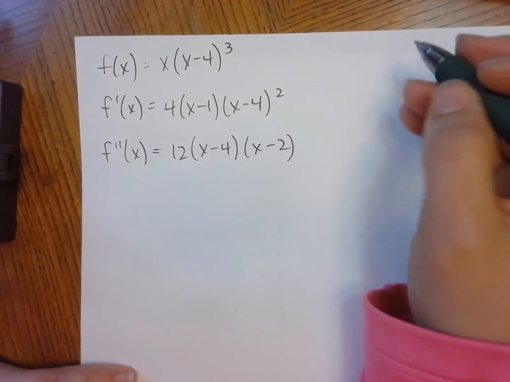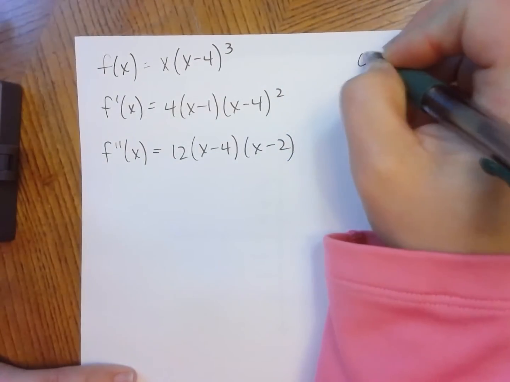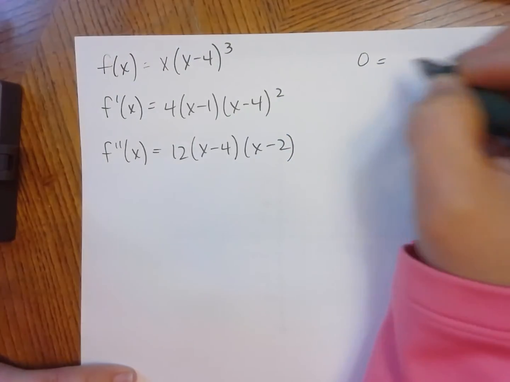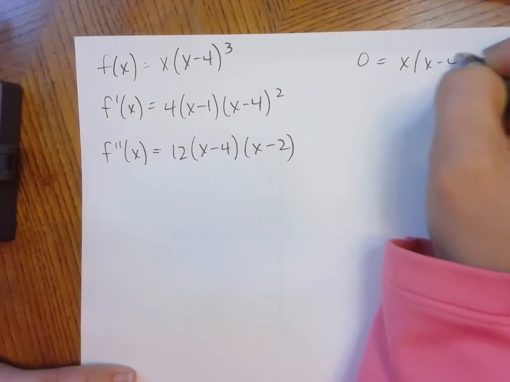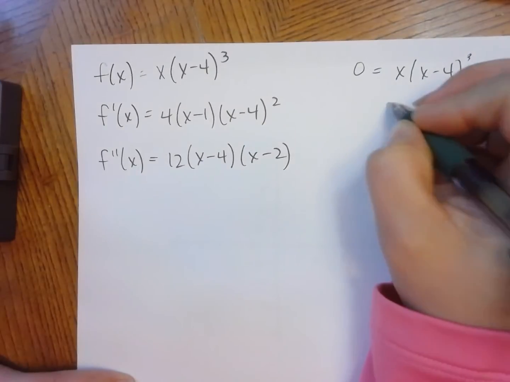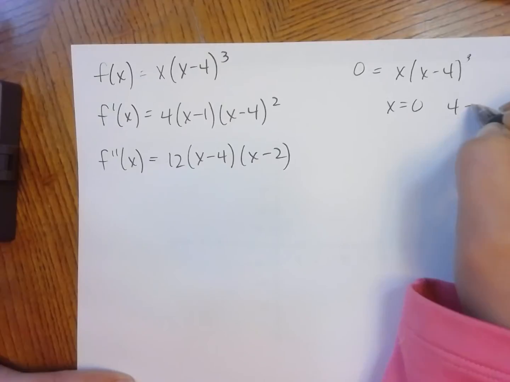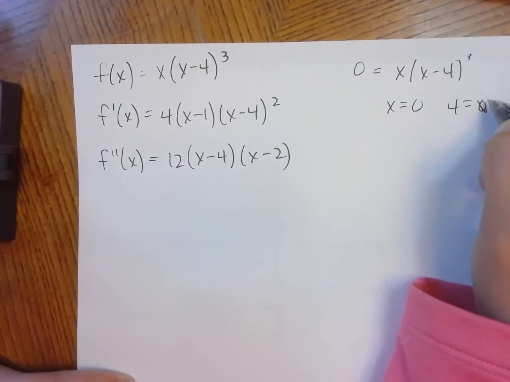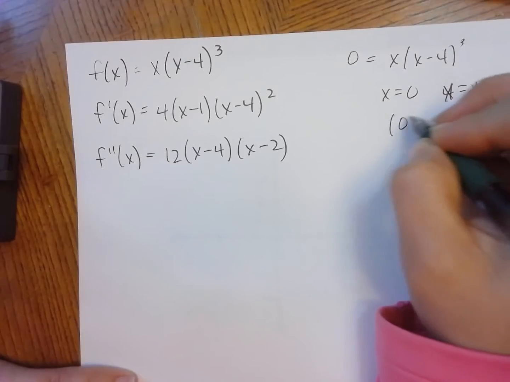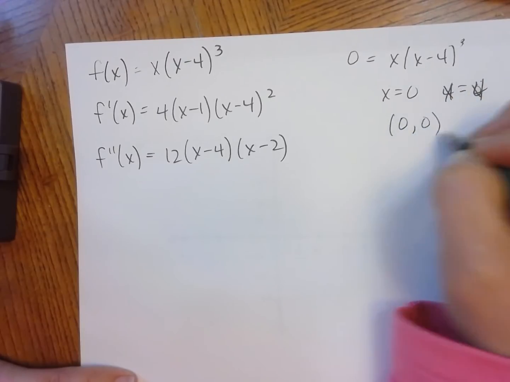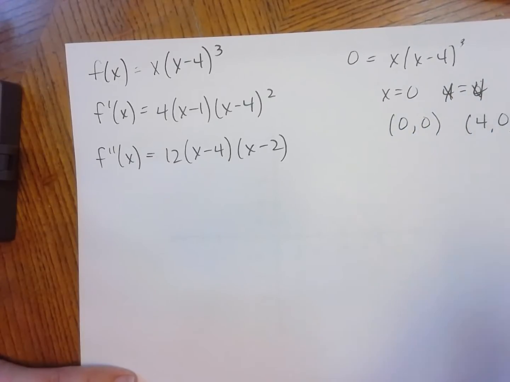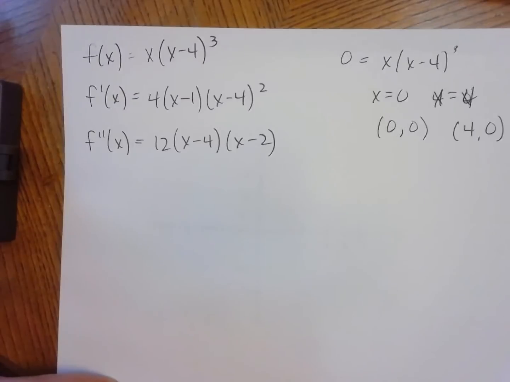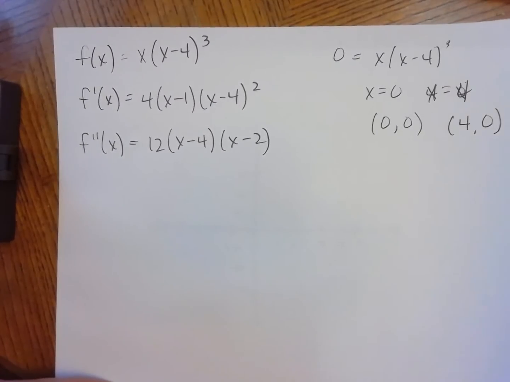The intercepts are relatively easy to find. If I set this equal to 0, I have x times (x minus 4) cubed equals 0. So that means x is 0 and x equals 4. Sorry, so that means I have the point (0, 0) and the point (4, 0). I'm going to just put those on my graph while I have them.